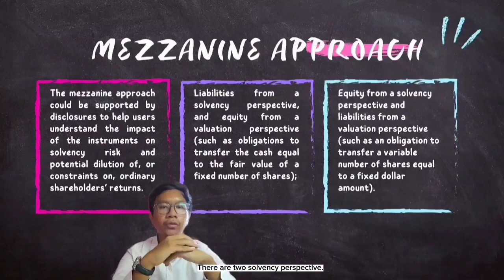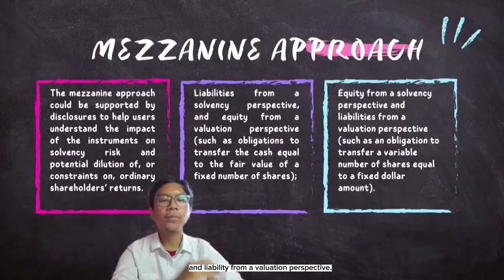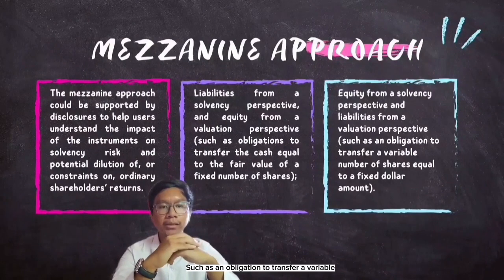There are two solvency perspectives. Firstly, liability from a solvency perspective and equity from a valuation perspective, such as an obligation to transfer cash equal to the fair value of a fixed number of shares. Second perspective is equity from a solvency perspective and liability from a valuation perspective, such as an obligation to transfer a variable number of shares equal to a fixed dollar amount.